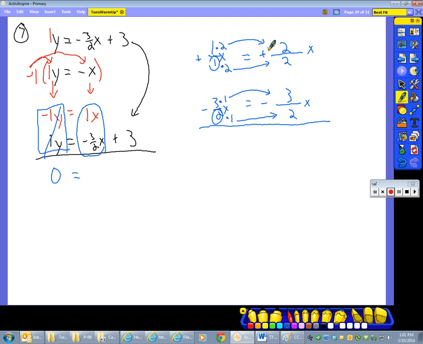Now, you learned in 7th grade that if your signs are different and you're combining, that means you're going to subtract. So I'm going to subtract my numerators. 3 minus 2, what is it, Ashton?